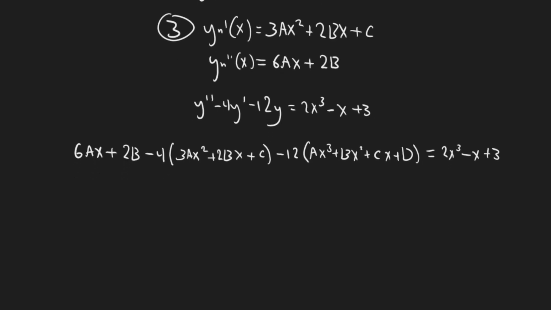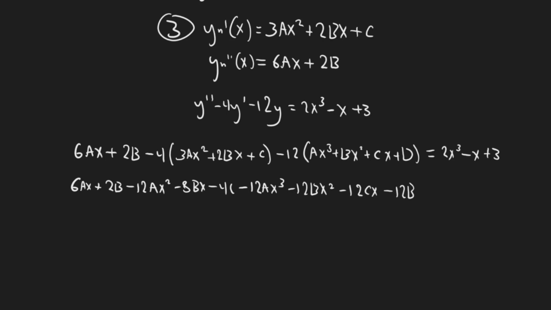So nothing changes with the 6ax plus 2b over here, but now we have a minus 12ax squared, a minus 8bx, and a minus 4c. Now let's distribute that 12, so we're left with minus 12ax cubed minus 12bx squared minus 12cx, and then minus 12d. Oops, wrote a b instead, minus 12d. Still equals that same 2x cubed minus x plus 3.